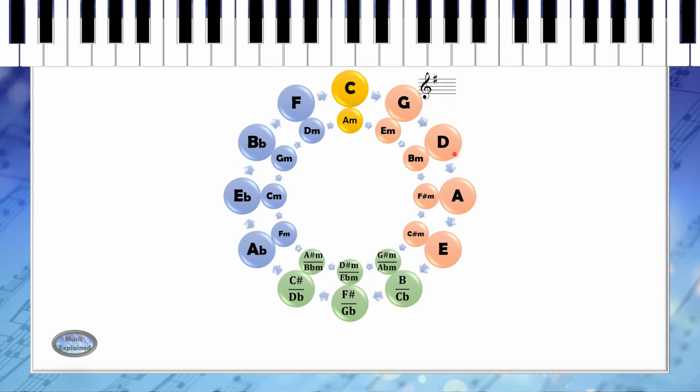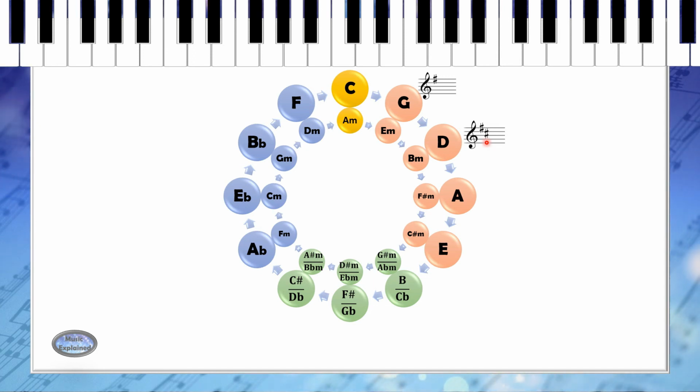The next key is D major. We have the same problem here. If we build D major the same as C major, it will not sound like a diatonic major scale. That's why we need to raise the 7th scale degree from C to C sharp, which gives us the 2nd sharp, C sharp.